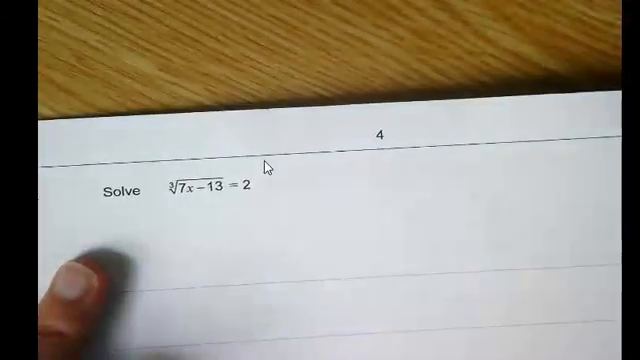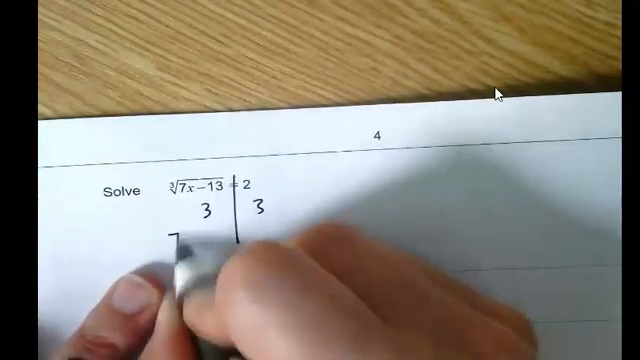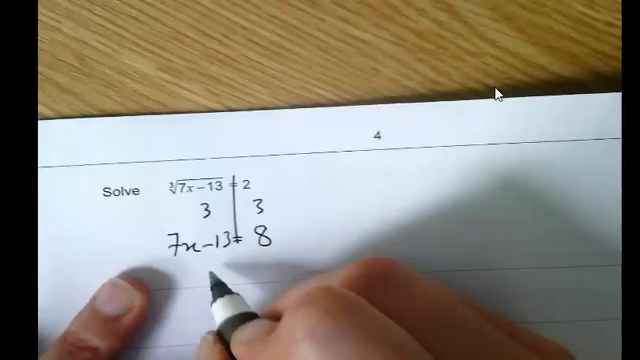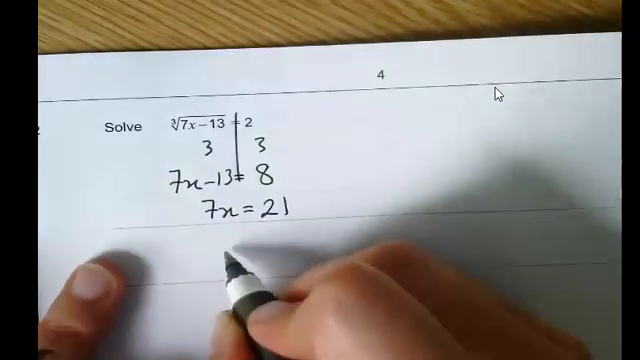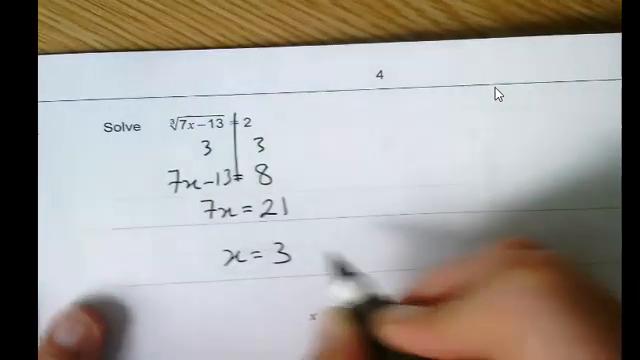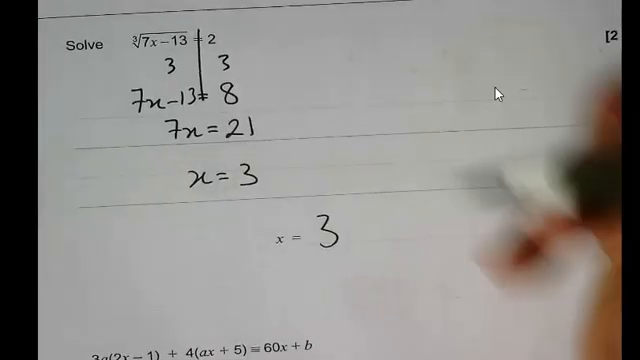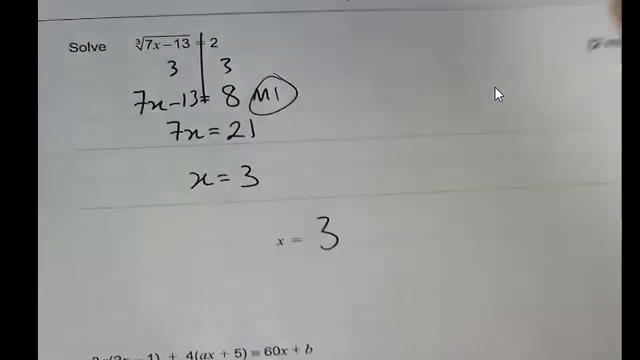Question 2, solve. I'm going to cube both sides first of all. So 7x subtract 13 is equal to 2 cubed, which is 8. And then adding 13, 7x is equal to 21. And dividing by 7, x is equal to 3. You'd get 1 mark if you had this line and full marks for 3.